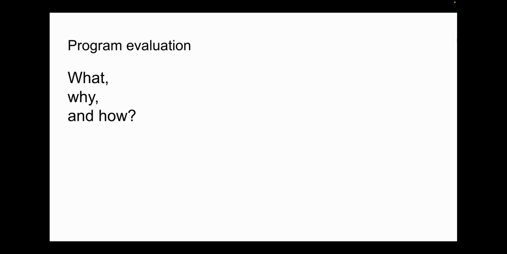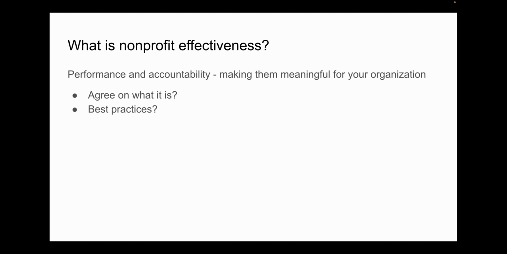But before that, we need to understand what we are evaluating for. Basically, we do program evaluation because we want to understand how to more effectively operate nonprofit organizations, right? So the question prior to program evaluation is actually what is nonprofit effectiveness. Now, for nonprofit effectiveness, we focus on two things, right? Performance and accountability, and making them more meaningful for your organization.